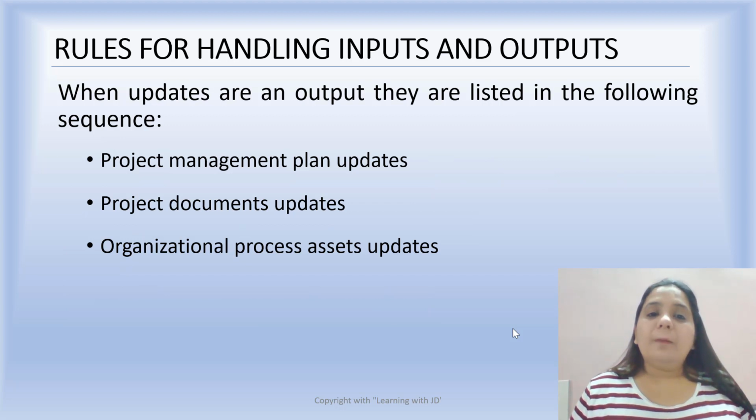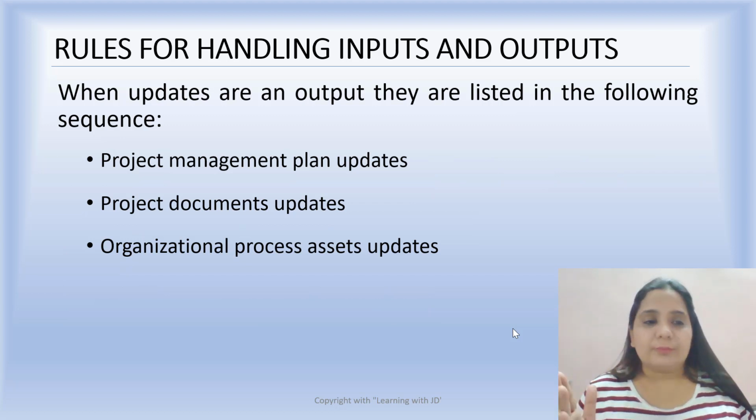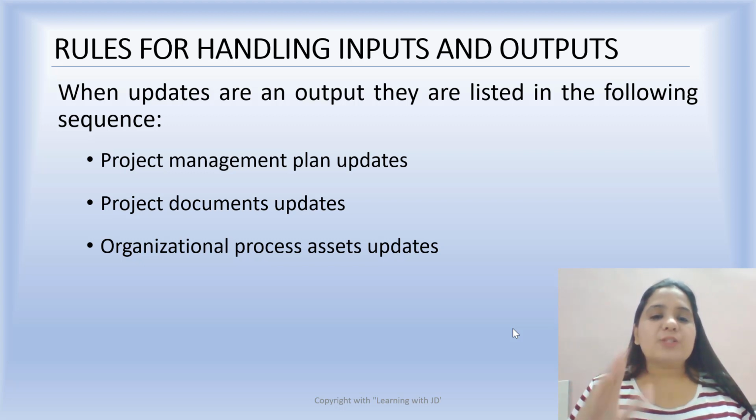All right. When updates are an output, this is the sequence. Always the project management plan update is the first, project document update is the second, and organization process asset update is the third in sequence. Now that's the update on the outputs.